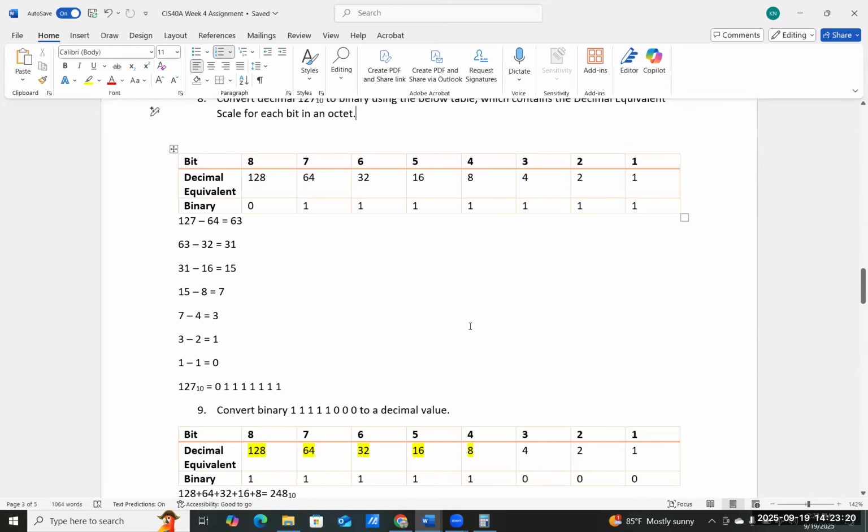Okay, any questions regarding decimal to binary? Right, we subtract. Now the division method, you just take the value and divide it by 2, you put the remainder, and you go from bottom up. And I think I put that in your notes also.